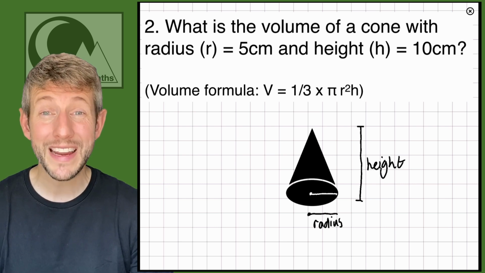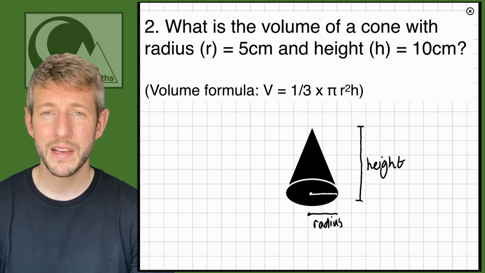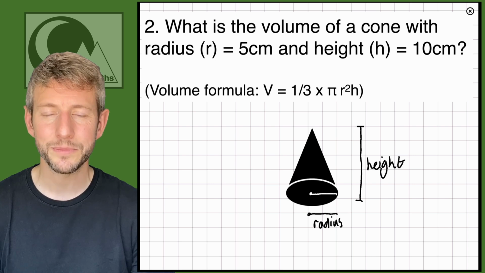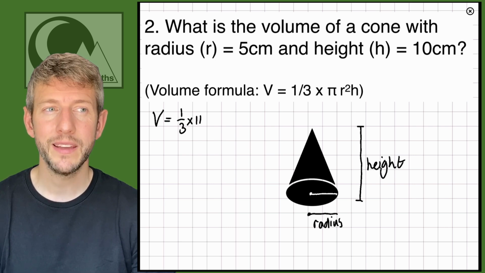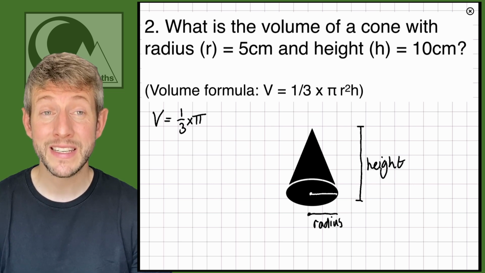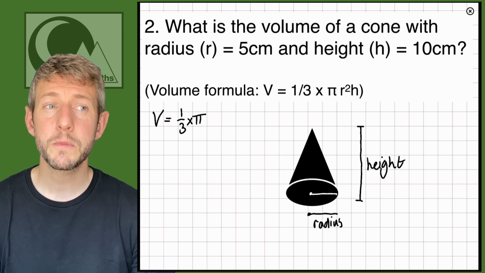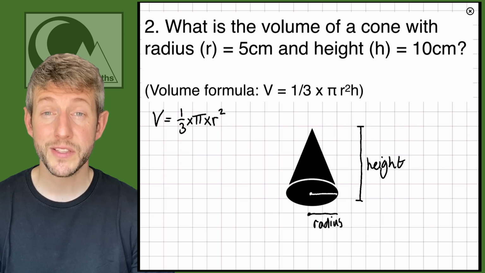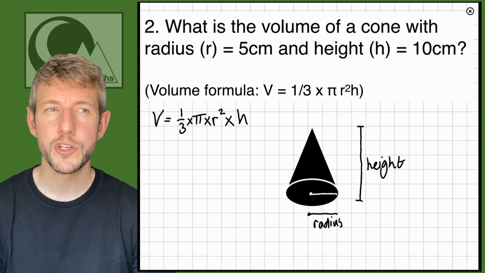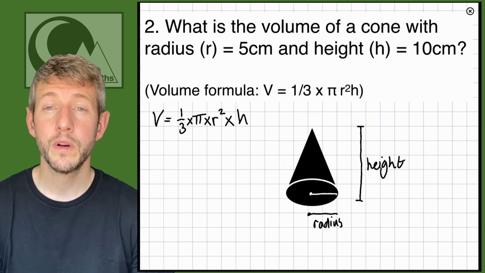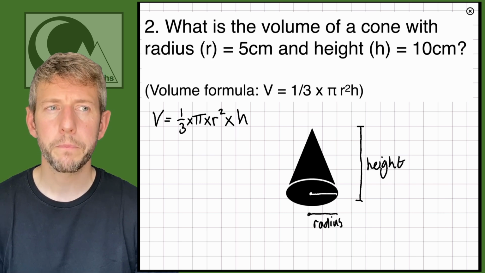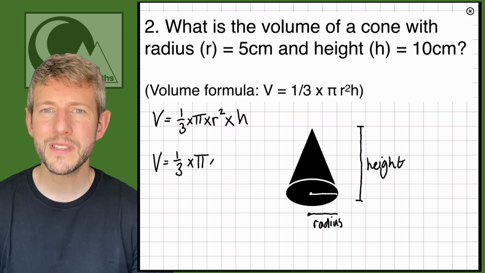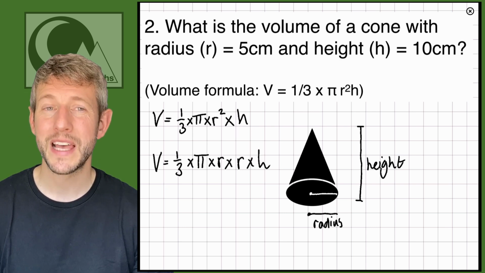Okay, right, so there's only really 2 things to substitute in here. So we've got the formula here. V equals 1/3 times pi, remember they're written next to each other, times r squared times h. Okay, so let's tackle it all together with this one. So I'm going to rewrite the formula. 1/3 times pi times r squared times h.